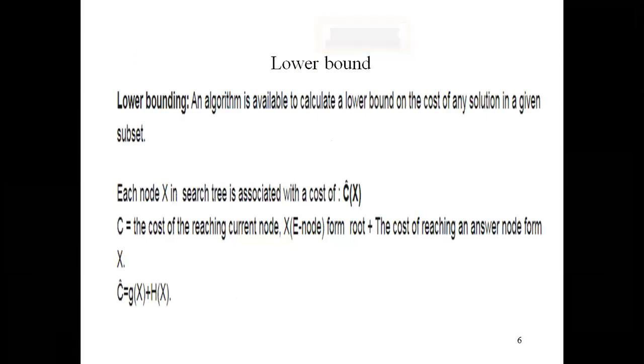So what is a lower bound? Lower bounding: an algorithm is available to calculate a lower bound on the cost of any solution in a given subset. So an algorithm is given to calculate the lower bound. Each node X in a search tree is associated with a cost C of X.